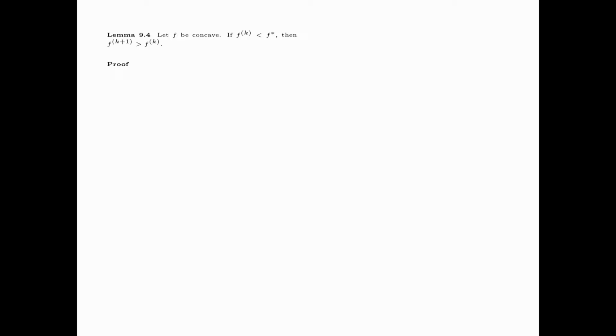We now prove lemma 9.4. It suffices to prove that delta f of u is greater than 0 for any u in A such that f of u is less than f star. Then if f_k is less than f star, we have f_(k+1) minus f_k is equal to delta f of u^k, which is greater than 0, and this proves the lemma.